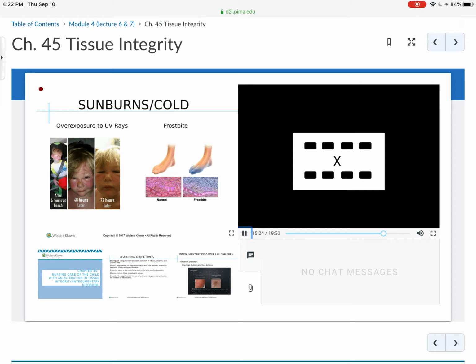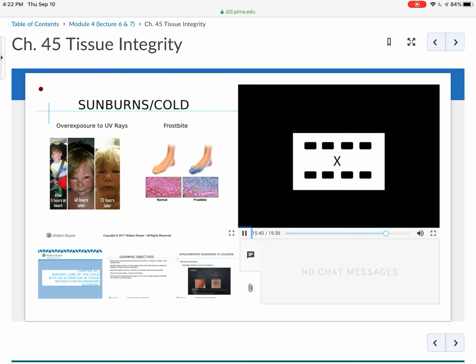Okay, sunburns. I'm going to talk a little bit about sunburns. Kids under about 6 months old to a year can't really maintain their temperature properly, so having them in the sun is a bad idea. And you can see just 5 hours at the beach for this little kid, 48 hours later, and 72 hours later. Pretty miserable. So being careful of UV rays.